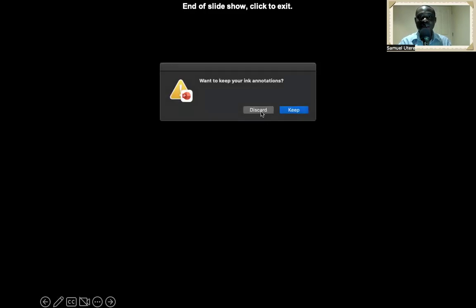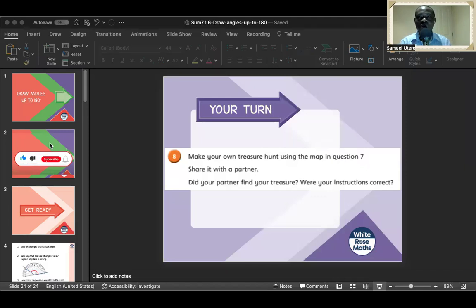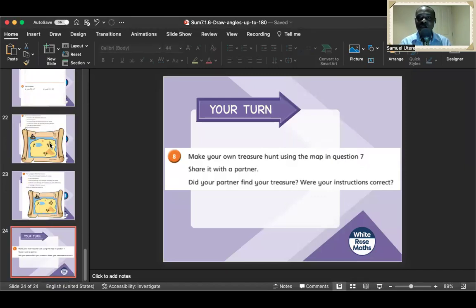So that brings us to the end of our lesson. So well done for learning how to draw angles up to 180 degrees, having a really good amount of practice.